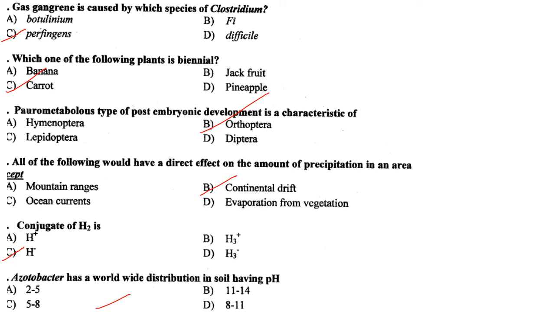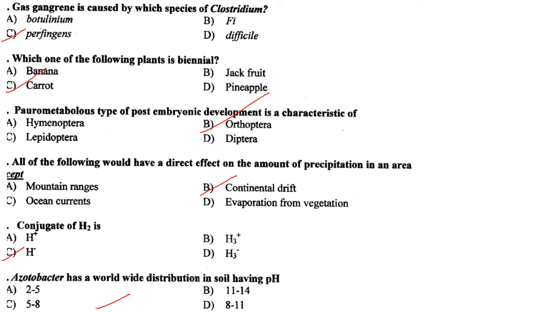Then next one. Gas gangrene is caused by which species of Clostridium? So gas gangrene is caused by Clostridium perfringens. Answer is option C. Then which one of the following plant is biennial? So banana is perennial, jackfruit and pineapple are all perennial. So what is left out is carrot. So it is a biennial plant.